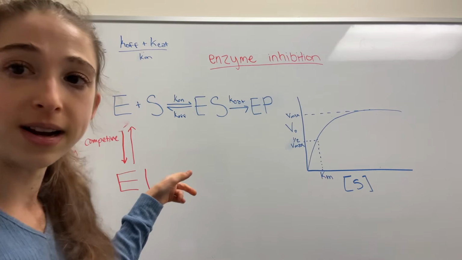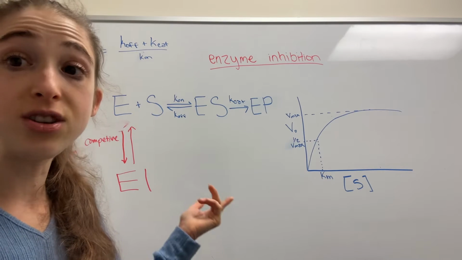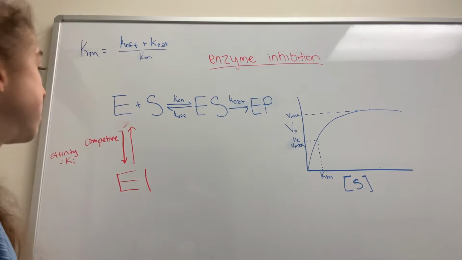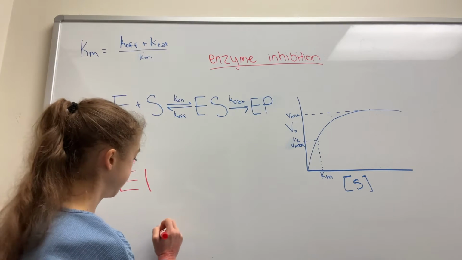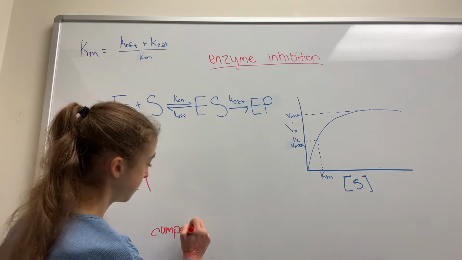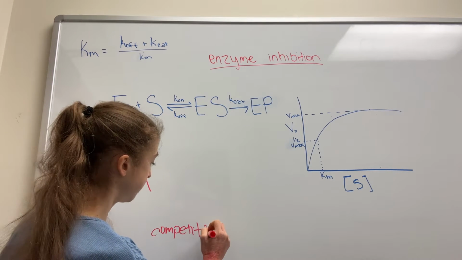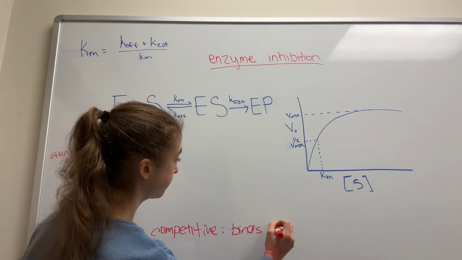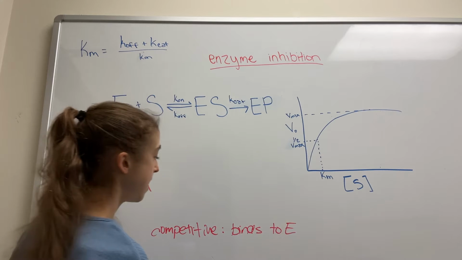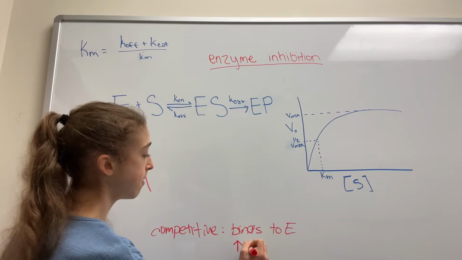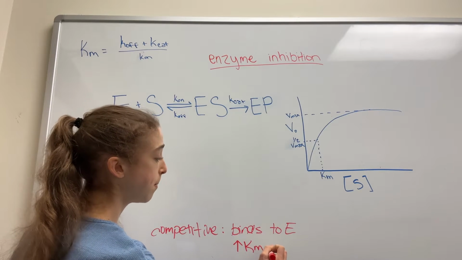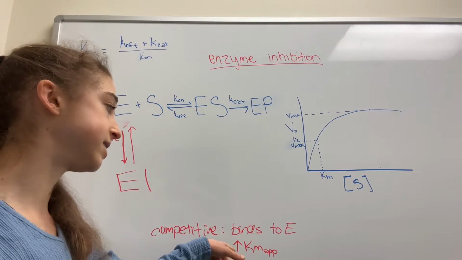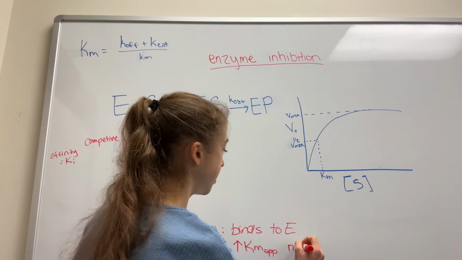So when we have a competitive inhibitor, there's basically no change in our Vmax. So our competitive inhibitor binds to E, and it's going to raise our Km, or the apparent Km, because remember, the actual Km isn't changing, just what we're measuring is, but it's not going to change the Vmax.